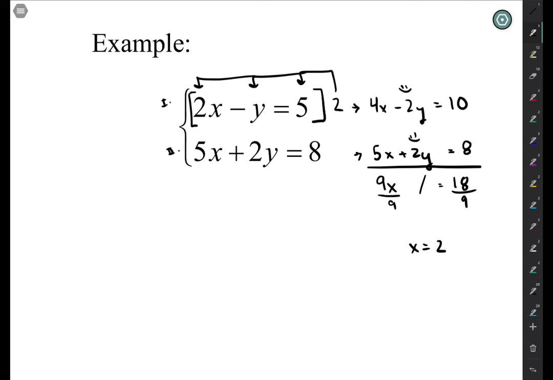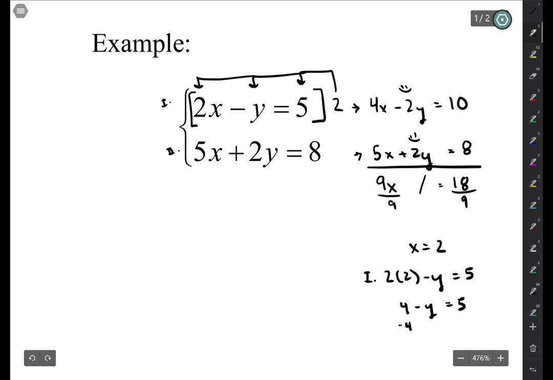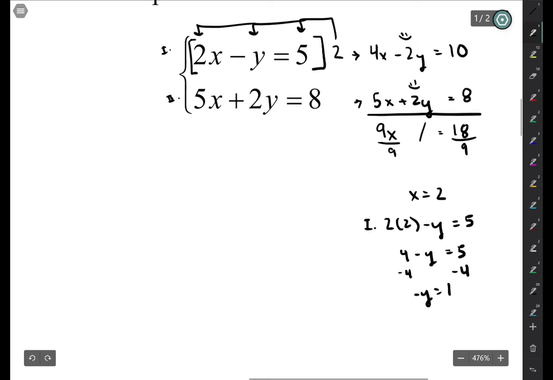Hopefully you're getting the hang of this. Now just substitute back into equation 1 or 2. I'll use equation 1. So it's 2 times 2 minus y equals 5. 4 minus y equals 5. Subtract the 4. Negative y equals 1, which means positive y equals negative 1. So we have 2, negative 1.